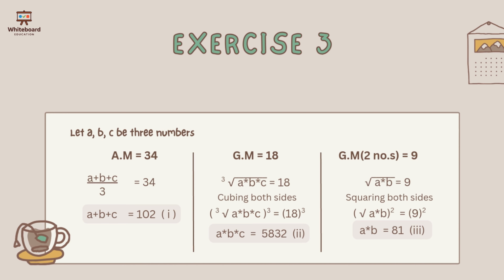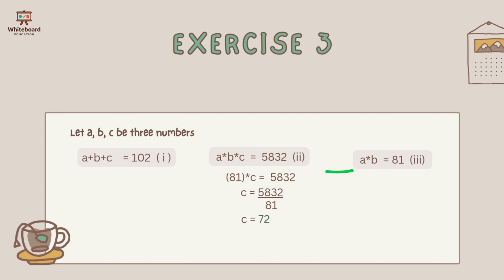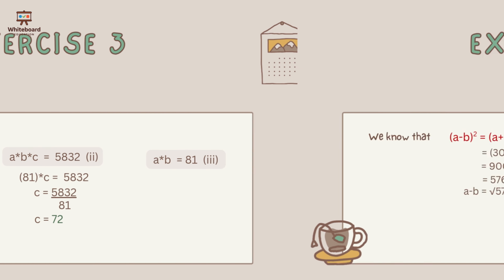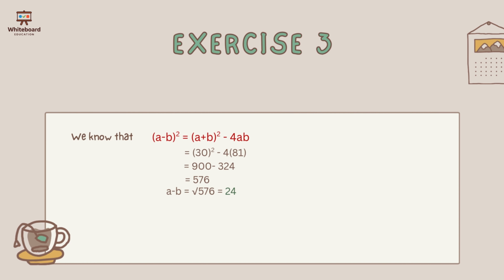So, now we know the value of AB, so we can put it into the second equation. 81 multiplied by C equals 5832. To get the value of C we divide 5832 by 81, and thus get C equals 72. And as we know the value of C we can put it in equation 1 and get the value of A plus B as 30. Okay. We know that (A minus B) whole squared is equal to (A plus B) whole squared minus 4AB, so we can put in the required values. So 30 squared equals 900 minus 4 multiplied by 81, that is 324. So 900 minus 324 is 576. To get rid of the square we square root it and get the answer 24.